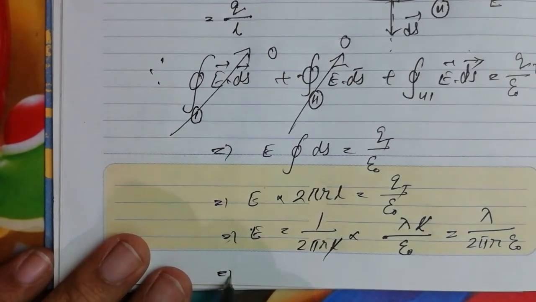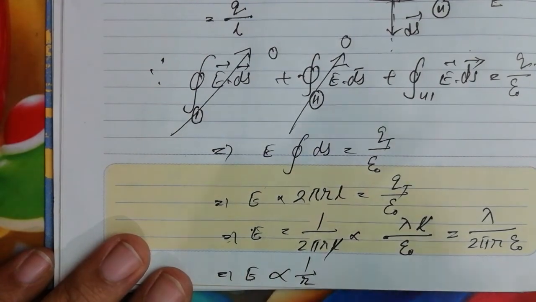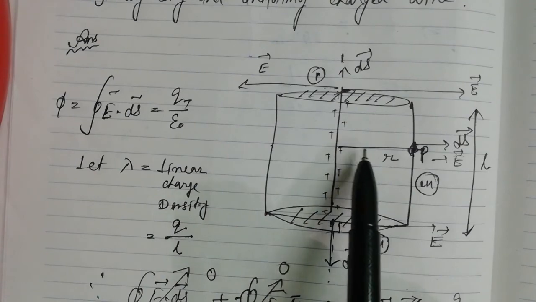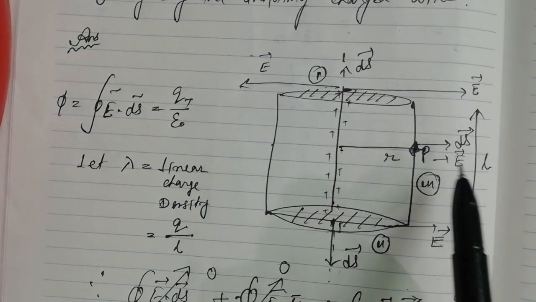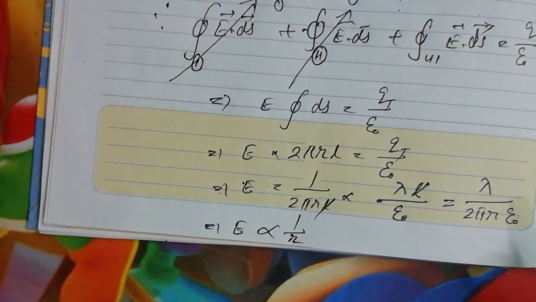Now see, this electrostatic field is inversely proportional to the distance. That means if you go further away from the wire, the electrostatic field decreases continuously. Okay, so this is the expression for the electrostatic field for a uniformly charged infinitely long wire.